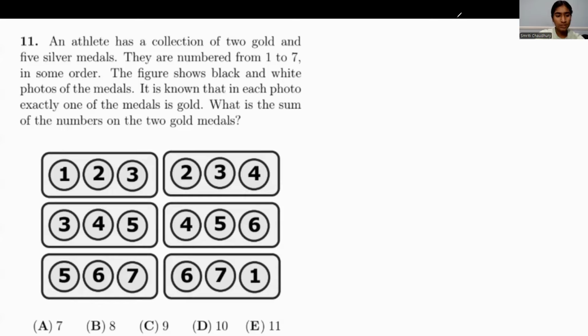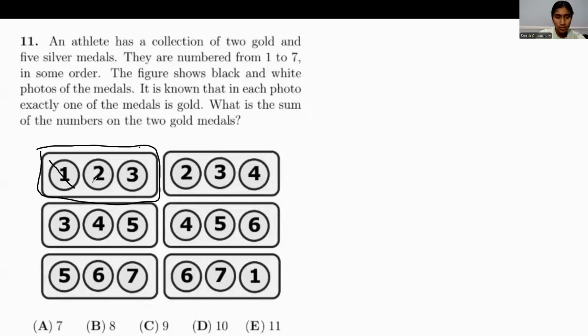So we know that in each of these photos, there is only 1 gold medal in each one. So let's go with this box. We know that there must be a gold medal in each one. So let's try them by case. So let's try if 1 were a gold medal. This box has a 1 and this box has a 1. So that would mean there has to be a common number between these 4 in order for that to be a gold. But there isn't any common number between these four, and that means 1 is not a gold medal.